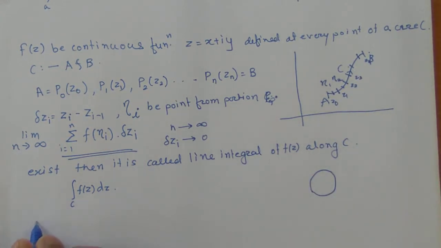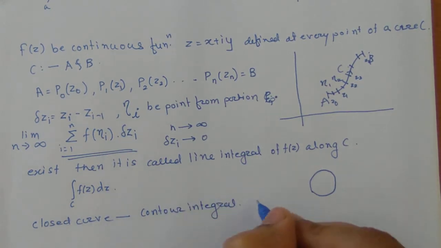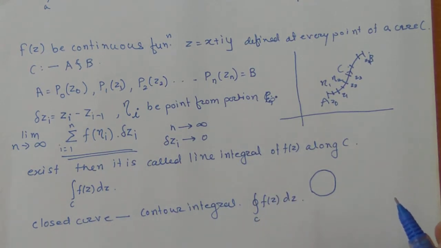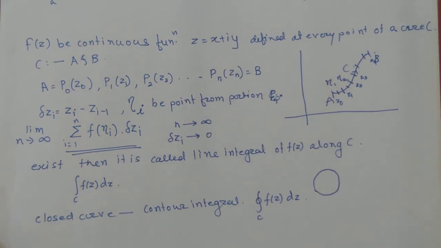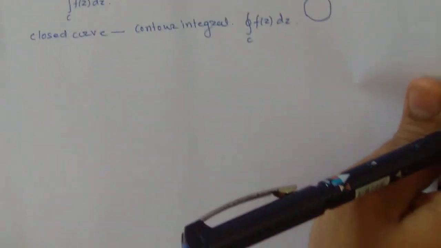In that case, for a closed curve, the integral is called a contour integral, and it is denoted by the integral over C. A circle is marked on the integral sign just as a closed curve symbol, f of z dz. Okay, now we are going to discuss the problems based on the line integral first. So let us come to one simple example.